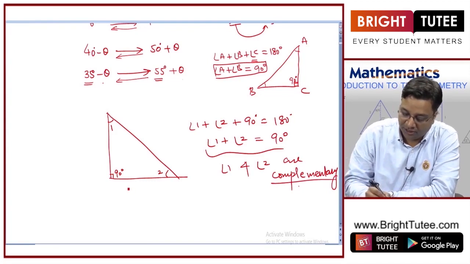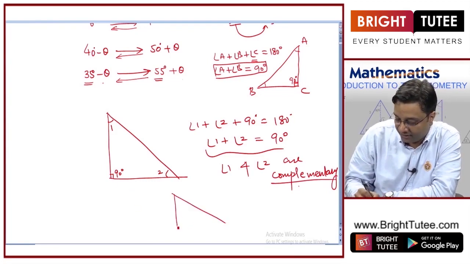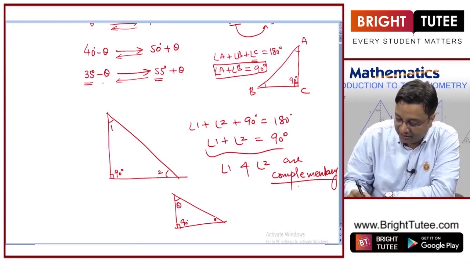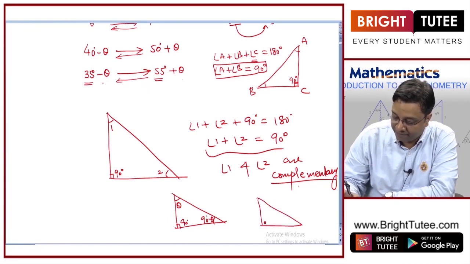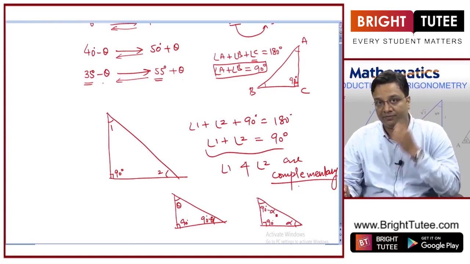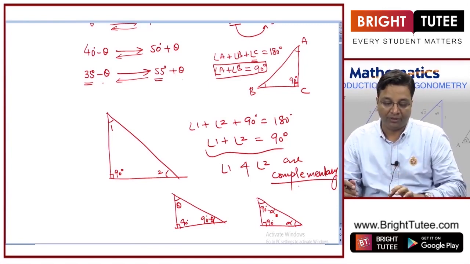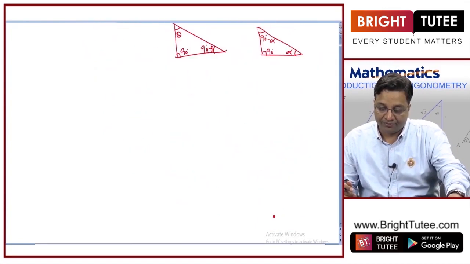So, in a right angle triangle, let me take a general angle here. If this angle is theta, then this angle will be 90 minus theta, right? Let us say if this angle is alpha, then this angle will be 90 minus alpha, right? So these are the complementary angles.